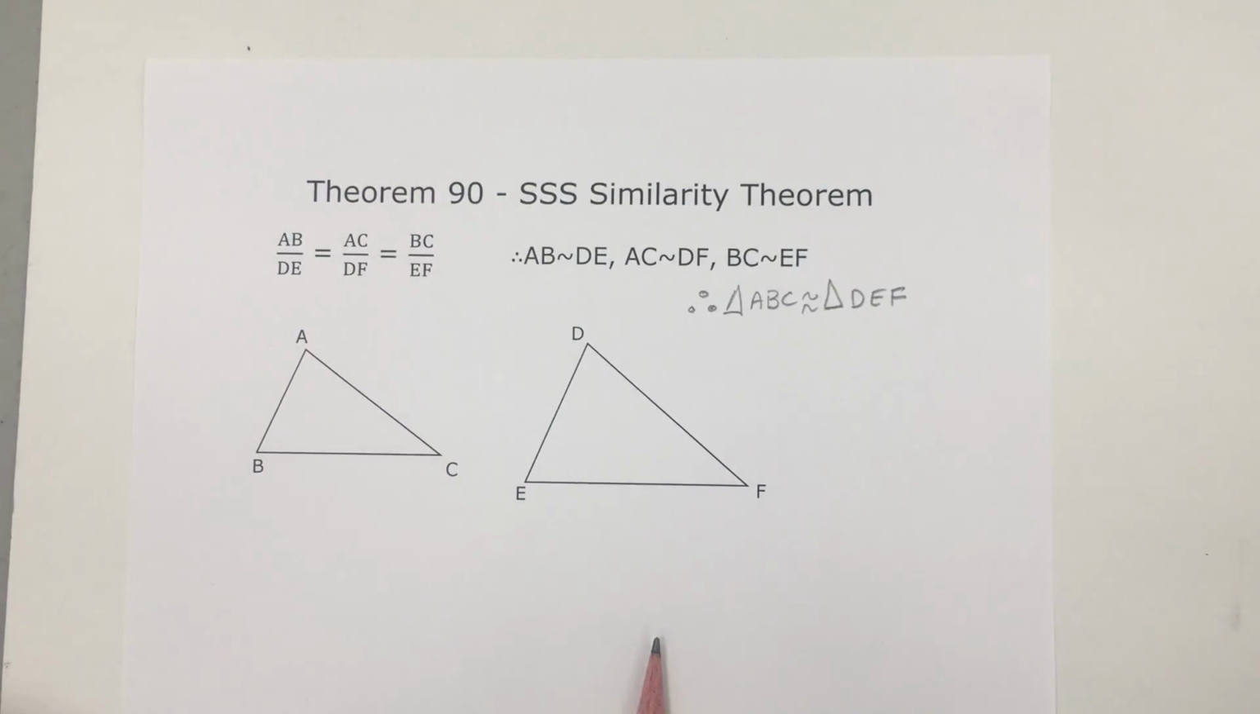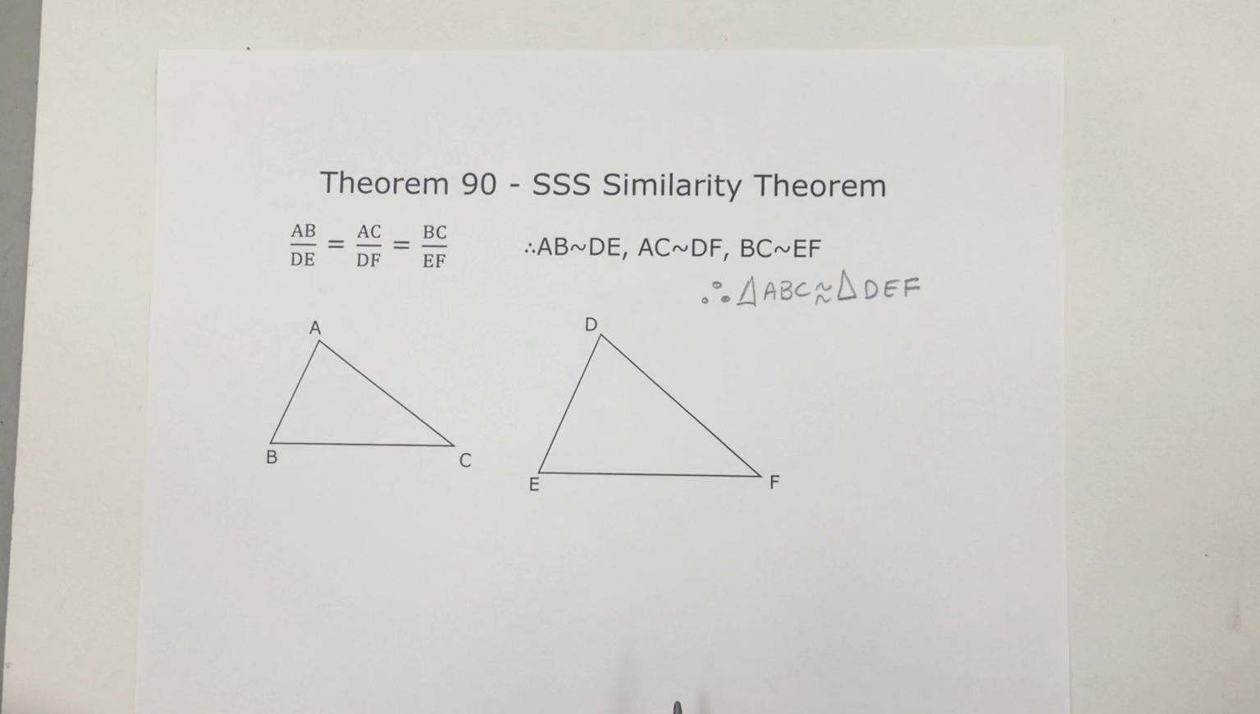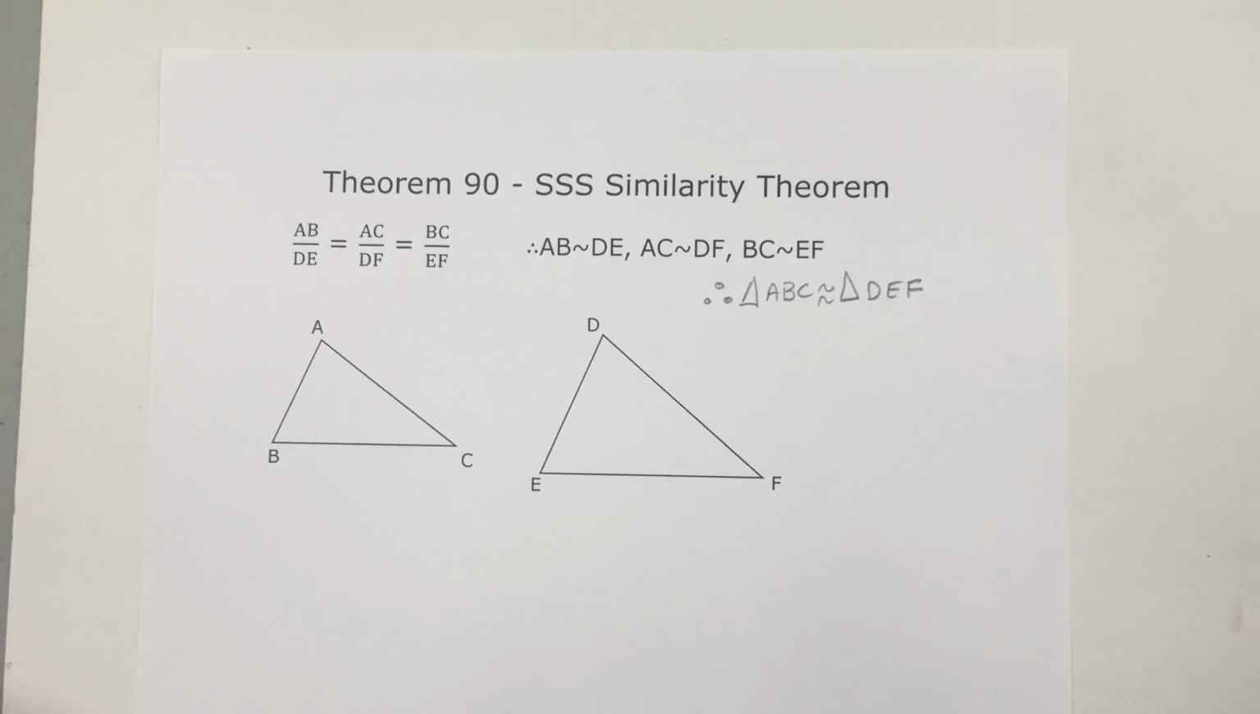Hey folks, we're going to talk about the last theorem in our book 8, and that is theorem 90. It's the side-side-side similarity theorem. We did have side-side-side to prove that two triangles are congruent, but this is similarity. And what it says is that if the corresponding sides of two triangles are proportional, then the triangles are similar. So we set up already, and this is what it's telling us.